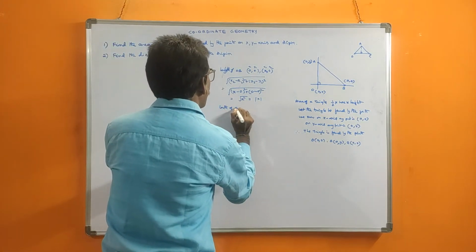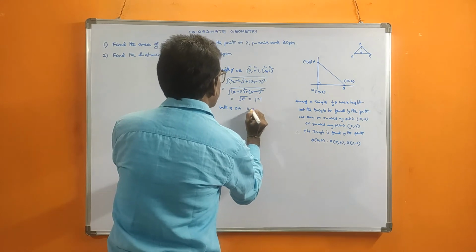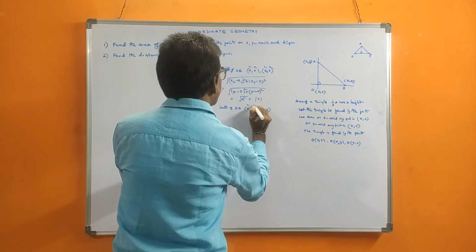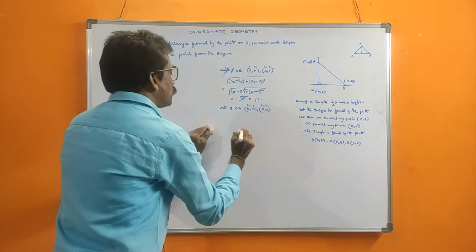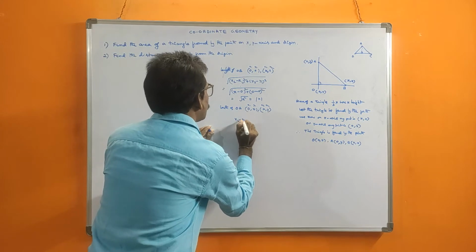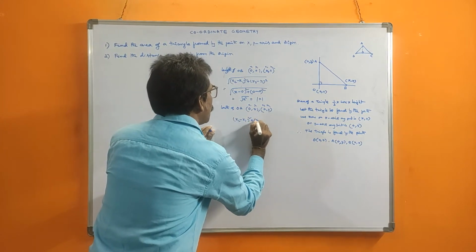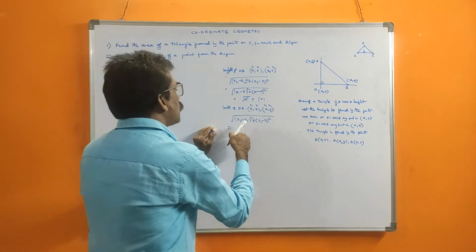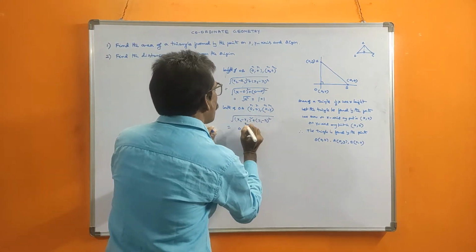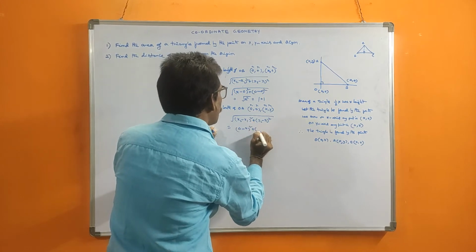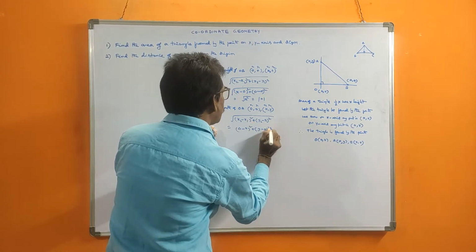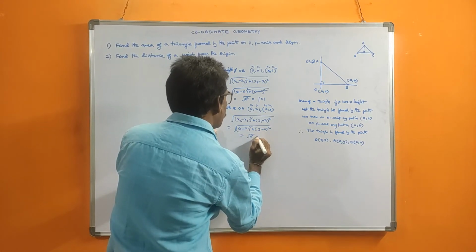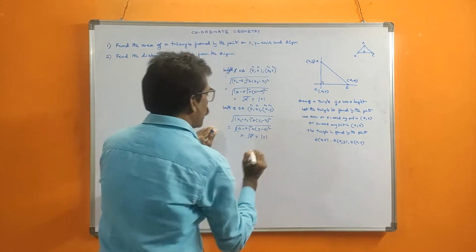Length of OA: points 0, 0 and a point 0 comma y. So x1 here, y1, x2, y2. Again the distance is the root of x2 minus x1 whole square plus y2 minus y1 whole square. Substitute. x2 is 0 minus x1 is 0 plus y2 is y minus y1 is 0 whole square. This is 0 and only y square under root, that is mod y.